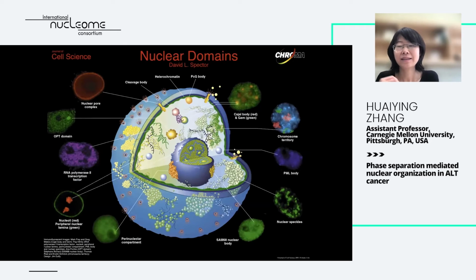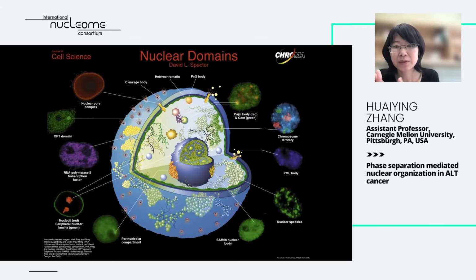We all know that the spatial organization of the nucleus is very important. Not only are the chromatins organized in a specific location, there are also proteins and RNAs that form different nuclear bodies that have to be at the right place. And this kind of spatial and temporal organization of those molecules in the nucleus is important for proper function, and this is often disrupted in cancer cells.